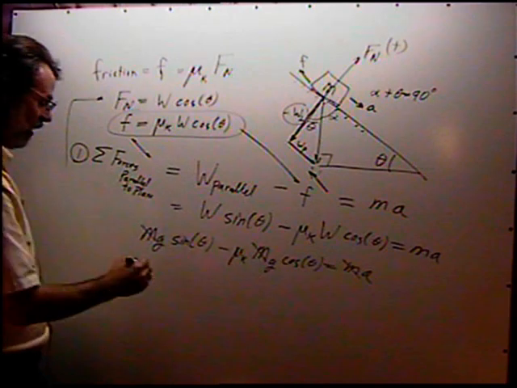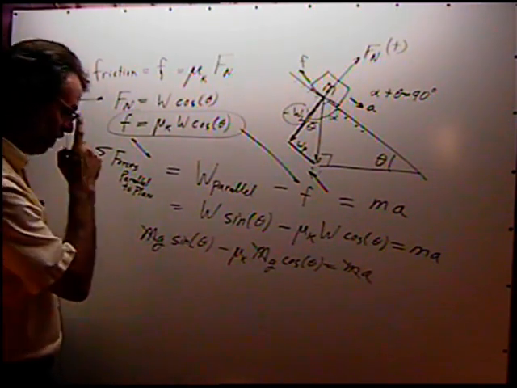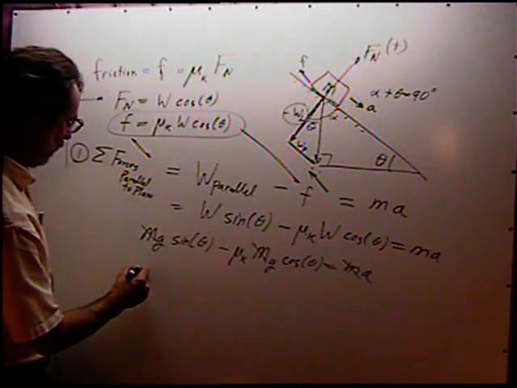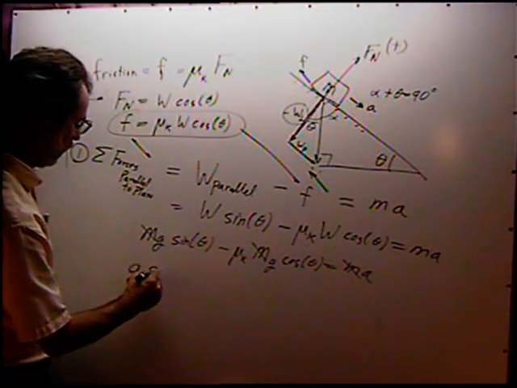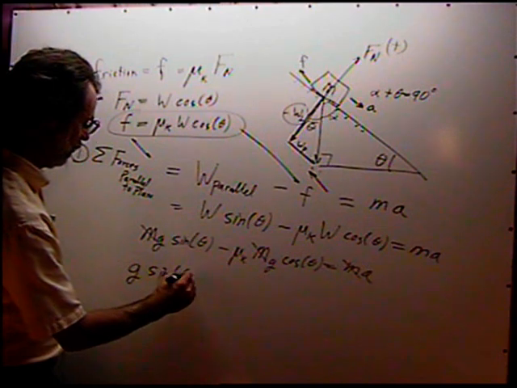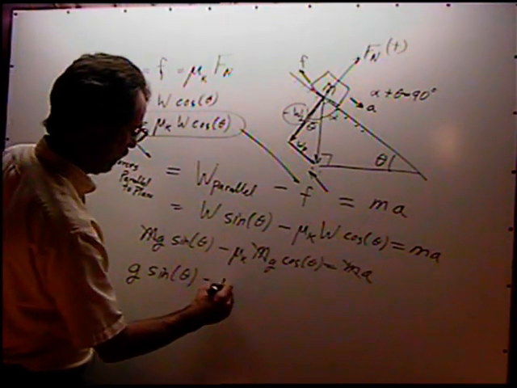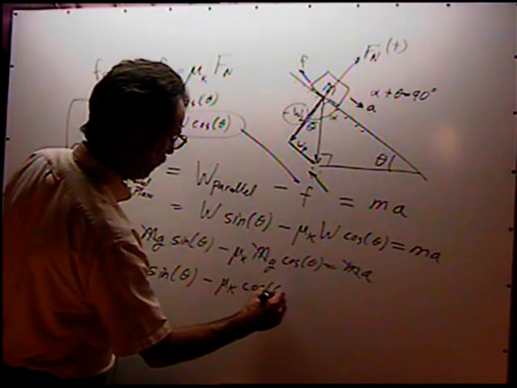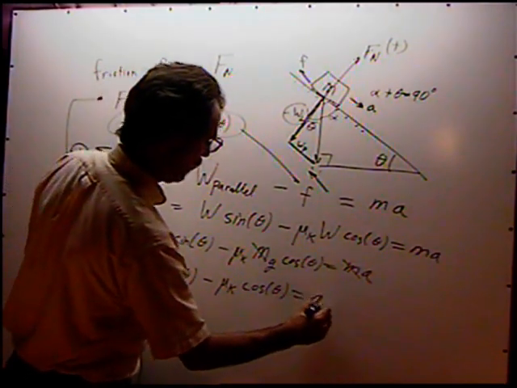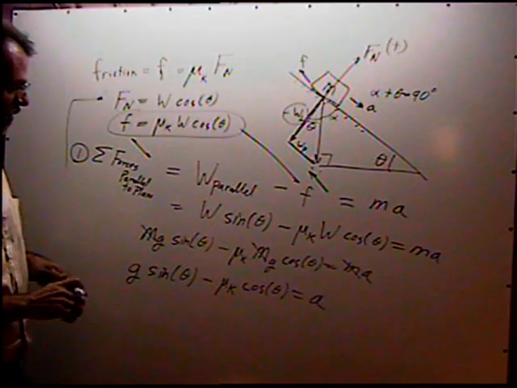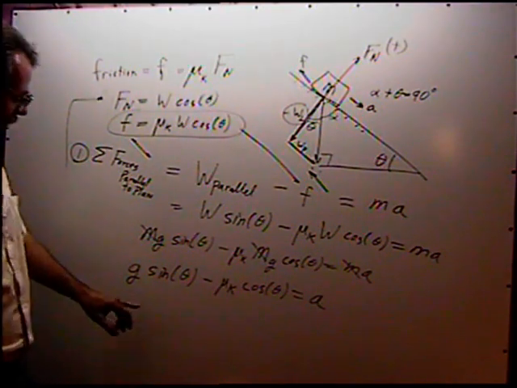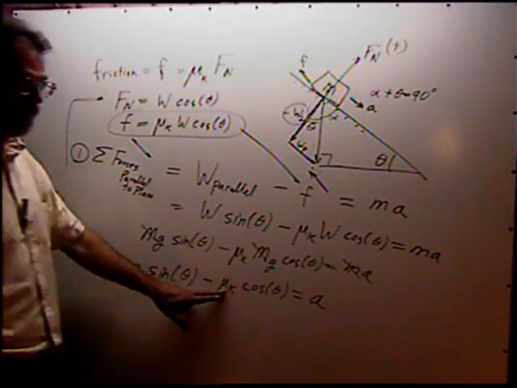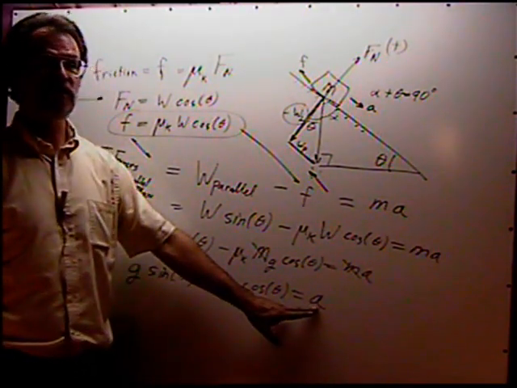Okay, which leaves us with g times the sine of the angle minus the coefficient of friction times the cosine of the angle equals the acceleration. We can now come in here and say that if we plug in the angle and we know what the coefficient of friction is, we can solve for what the acceleration will be.